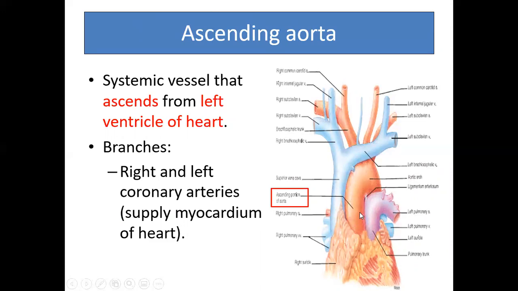Okay, from the left ventricle of the heart, the ascending aorta ascends, going up. The branches that arise from the ascending aorta: we have only two branches that arise from the ascending portion of the aorta. We have the right and left coronary artery.